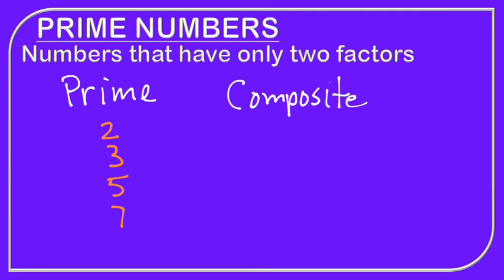Composite numbers, on the other hand, are more difficult to deal with. If you have a 4, it could be 1 times 4 or 2 times 2. If you have a 6, it could be 1 times 6 or 2 times 3. If you have an 8, it could be 2 times 4 or 1 times 8. So prime numbers should make you smile when you're factoring. Composite numbers make the problem more complicated.